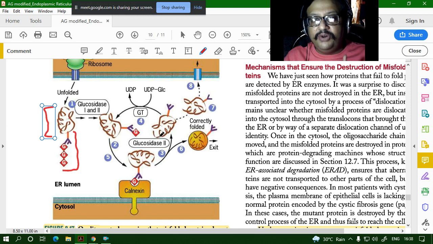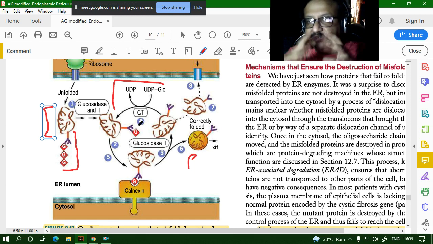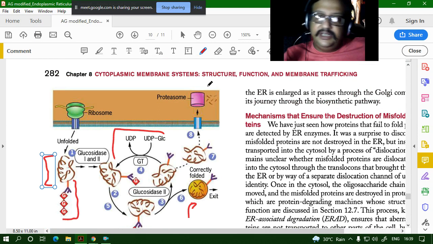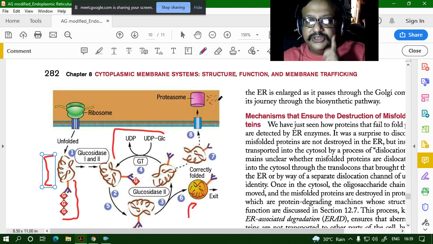If it is not correctly folded, a molecule of glucose is added again with this GT enzyme, glucose transferase enzyme. It adds one more molecule of glucose. So this cycle is repeated till the protein is correctly folded. If an abnormal shape takes place, and this is determined by these carbohydrate residues because of their shape, and it is not correctly folded repeatedly, there is some mutation. It goes to the proteasome for degradation. It is destroyed and a new fresh protein is made. Only correctly folded proteins are released. So this ensures that these proteins are properly folded.